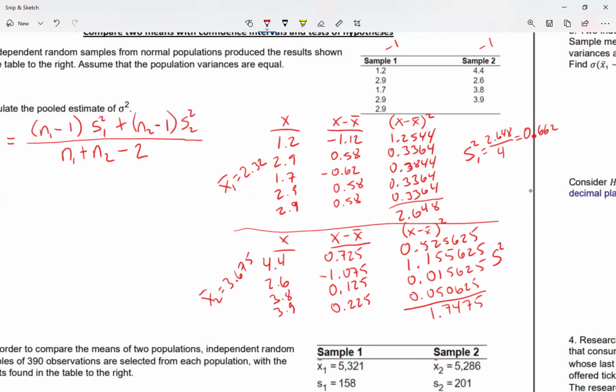Now my variance, I'm going to do s squared. So the variance of sample 2 is going to be 1.7475 divided by 3. Again, where does that 3 come from? There were 4 numbers in our sample. 4 minus 1 is 3. So I get that my variance of sample 2 is 0.5825.